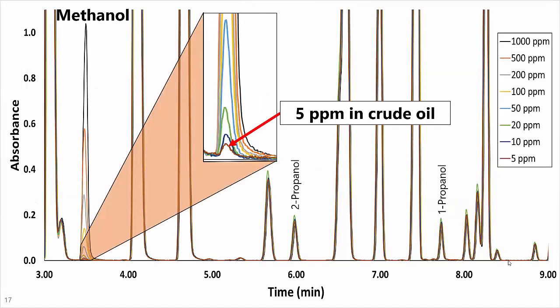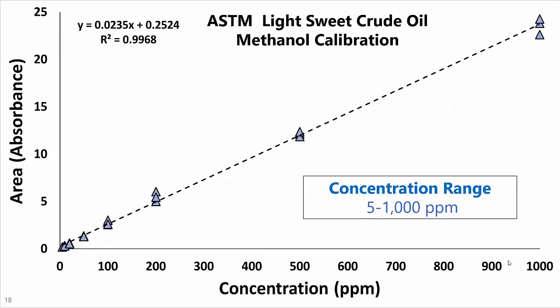So under these method conditions, we were able to get down to about 5 ppm, and this inset plot just calls out what that 5 ppm peak looks like. So naturally, we did a calibration curve to test the linearity of things, and we went from 5 ppm all the way up to 1000 ppm in triplicate, and we obtained an R² of 0.996, indicating that it is indeed a linear fit.